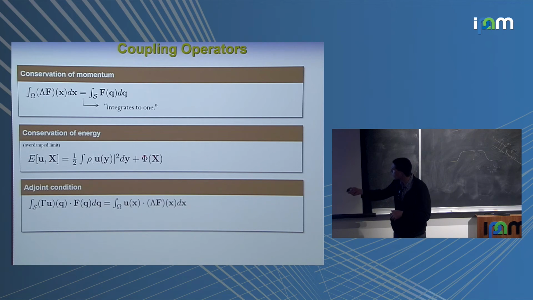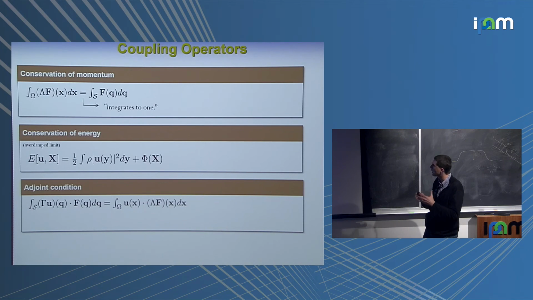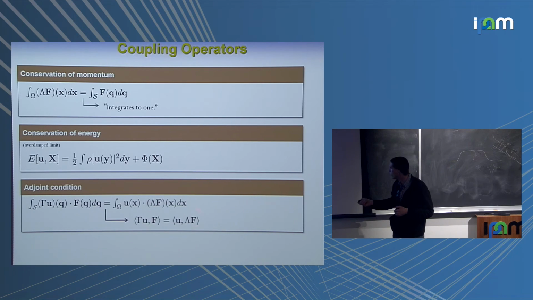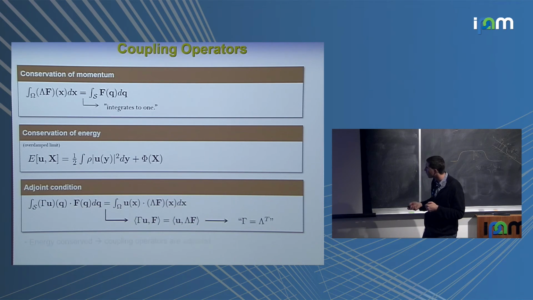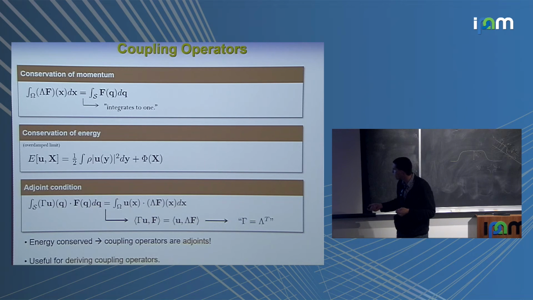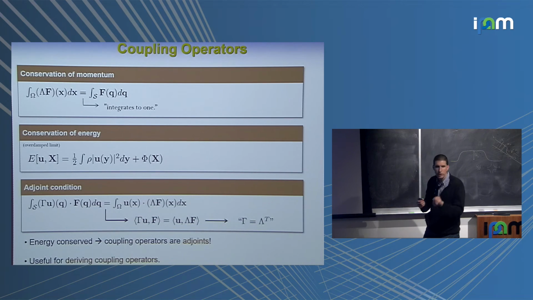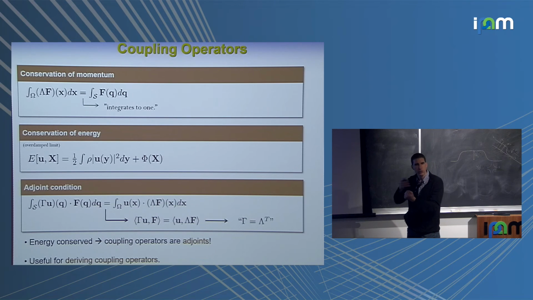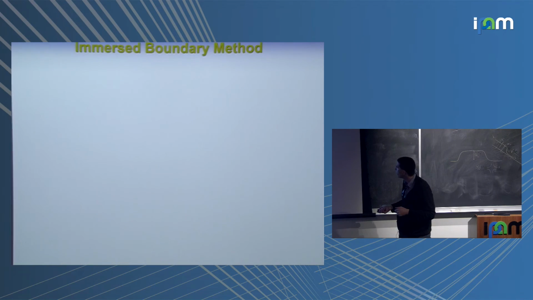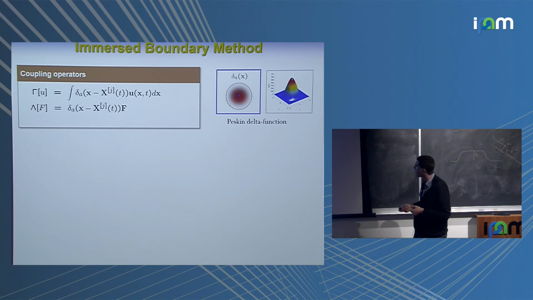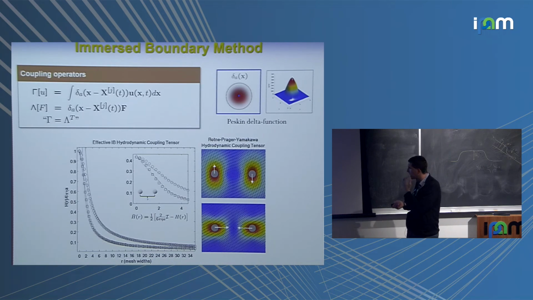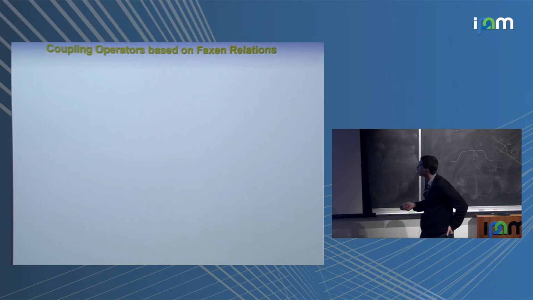You work out the time derivative of this, and what this shows you is that you should have an adjoint condition between the lambda operator and the gamma operator. And that's tremendously useful in modeling because it tells you that if I know, let's say, the response of a particle to a flow, then it prescribes how I should do the force spreading to the surrounding flow if I apply an active force or torque on a particle. And so I'll show you an example. The immersed boundary method, of course, has that property, and that's where a lot of these concepts were originally developed.